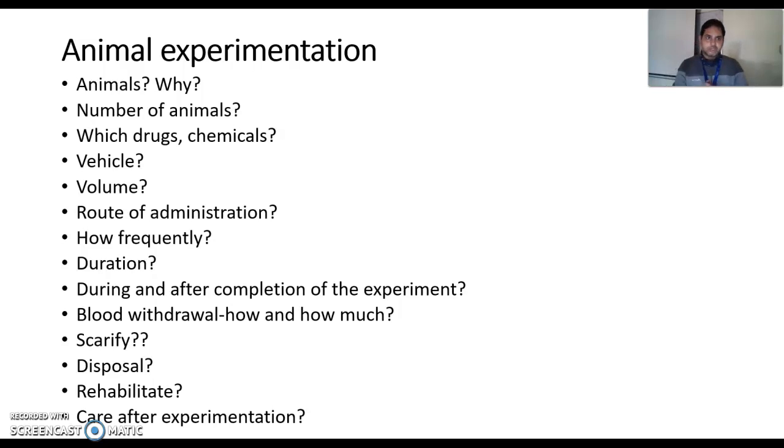Then the next information you have to include is which drugs you are going to use in animals, which chemicals you are going to use, and in which solvent you are going to dissolve those chemicals.